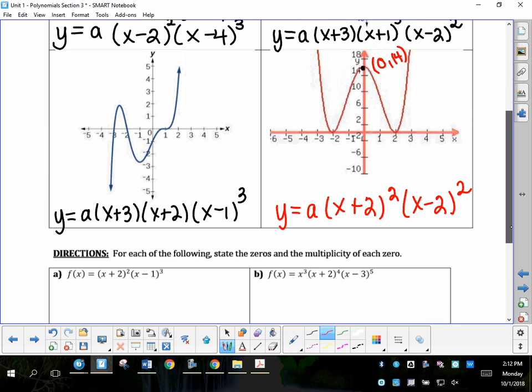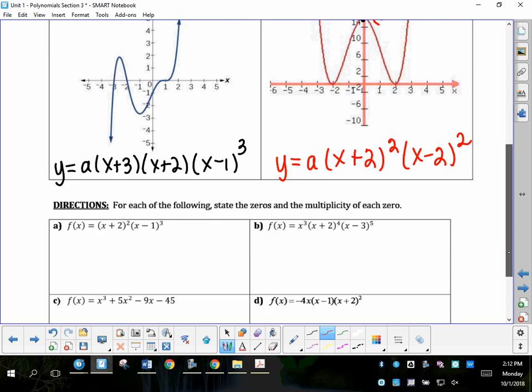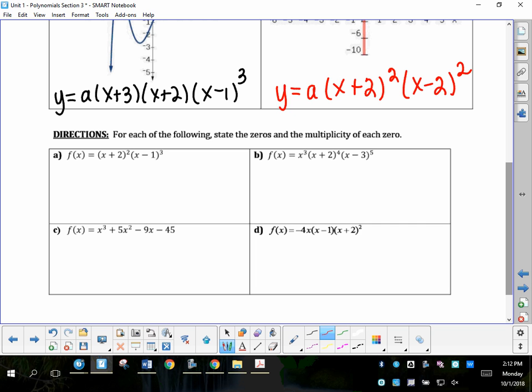So can you put any letter there? Yeah, normally we put in A, just an arbitrary multiplier. Okay? Take a look. State the zeros and their multiplicity. So take a look at A. Andrew, what would one of the zeros be?